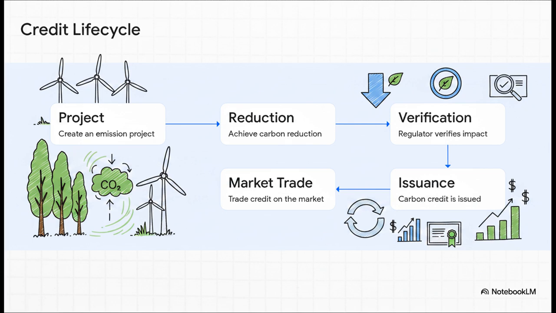A company can't just claim they planted 1 million trees. Third-party auditors have to scientifically verify that the trees are actually in the ground, surviving, and actively drawing down carbon. Only after that strict verification is a credit issued. And finally, that credit is taken to the market to trade. It's a whole narrative. A tree grows, carbon is captured, a credit is born, and a company buys it to balance out their net zero equation.